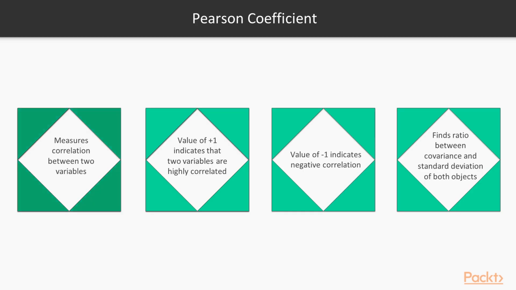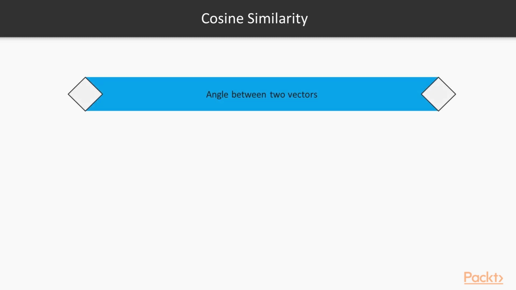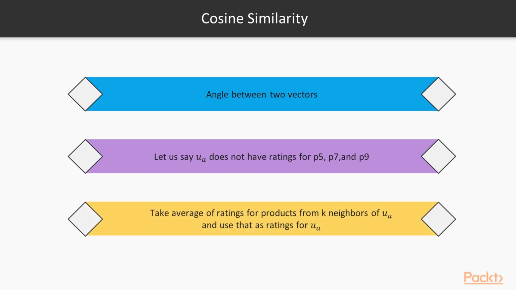Pearson Coefficient measures the correlation between 2 variables. A value of +1 indicates that 2 variables are highly correlated, and a value of -1 indicates negative correlation. The Pearson correlation score finds the ratio between the covariance and the standard deviation of both objects. The cosine similarity is the angle between 2 vectors. Let us say U base to A does not have the ratings for P5, P7, and P9. We take the average of ratings for these products from the k neighbors of U base to A and use that as the ratings for U base to A.